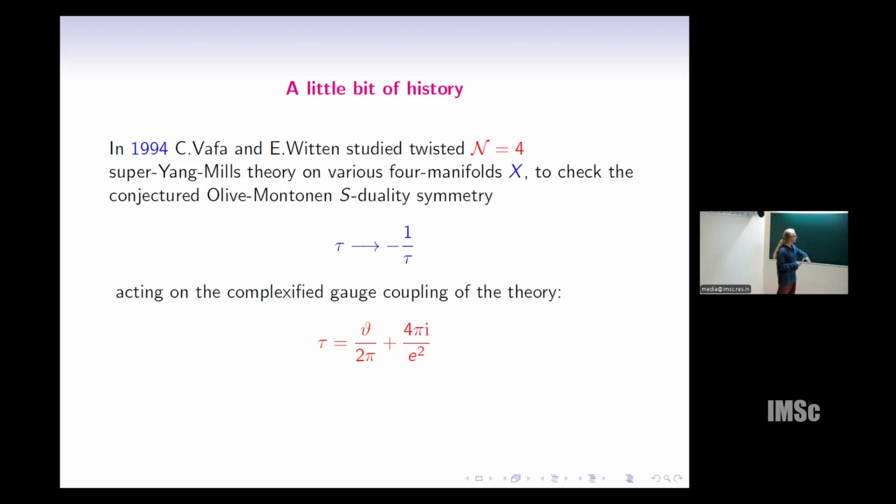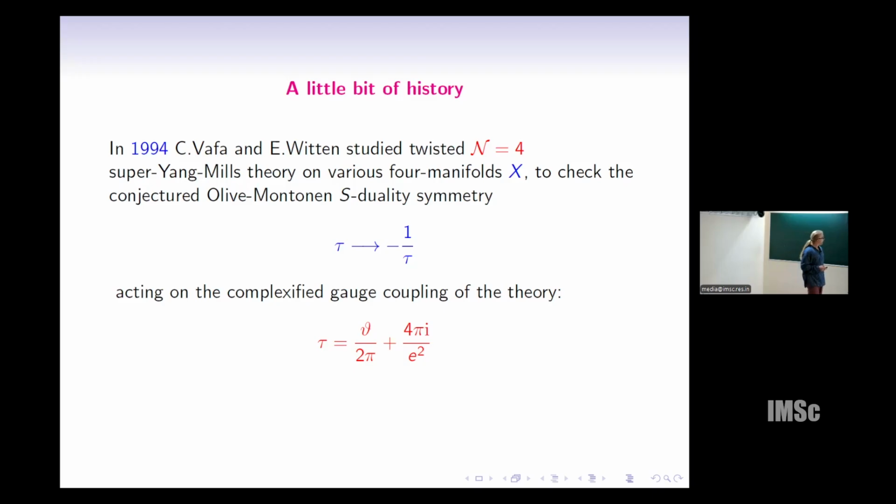So they were studying this theory on various four-manifolds. The reason you need to do this twist is to preserve supersymmetry. If you take the conventional super-Yang-Mills theory and make spacetime curved, you will break all supersymmetry and basically you don't know anything about that theory. But if you make some reassignment of spins to fermions and scalars, then there is something which can be said about this theory.